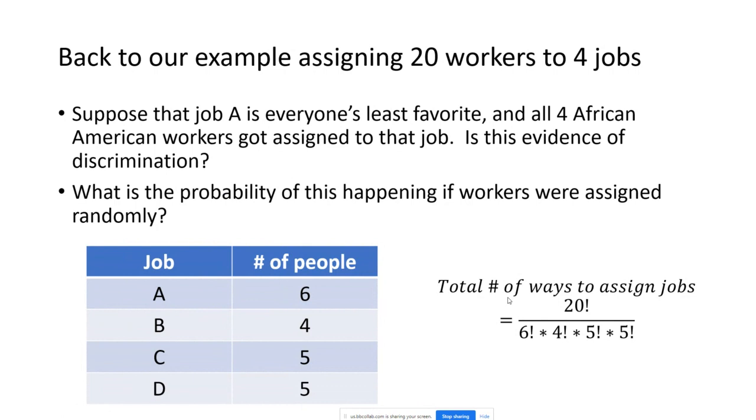So remember that this was how we set up the problem before. We had the total number of ways to assign jobs was 20 factorial divided by 6 factorial times 4 factorial times 5 factorial times 5 factorial. So that's going to be our denominator. That's the total number of ways to assign 20 people to these 4 jobs that require 6, 4, 5, and 5.